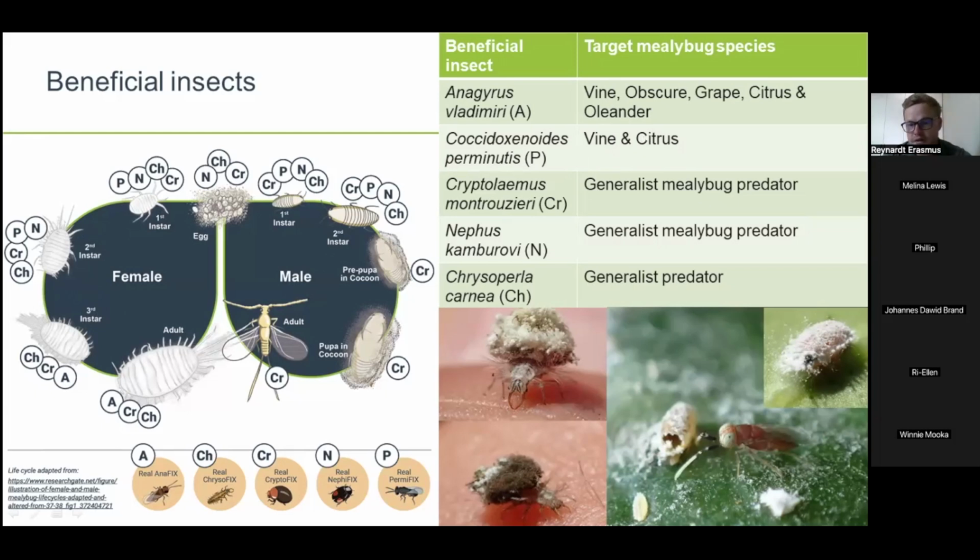As you can see, I've listed here which species they are effective against. So it is absolutely important that we correctly identify the specific mealybug species that we are working with before deciding on which parasitoid or beneficial insect to release.